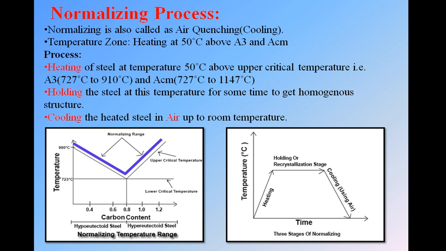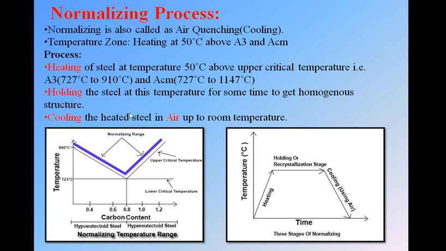In this process, as we know, there are three things: heating, holding and cooling. First, that is heating of a steel at a temperature 50 degrees Celsius above the upper critical temperature, that is this line A3, the upper critical temperature. The temperature is from 727 to 910 degrees Celsius, and above this we will heat our steel, and this blue zone is the normalizing temperature zone.